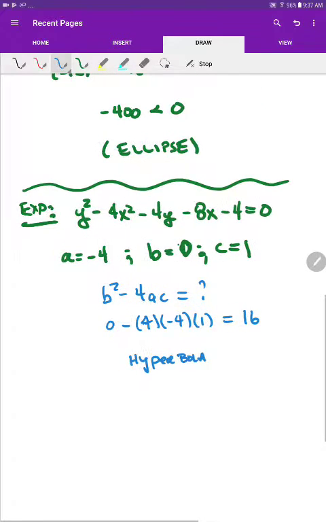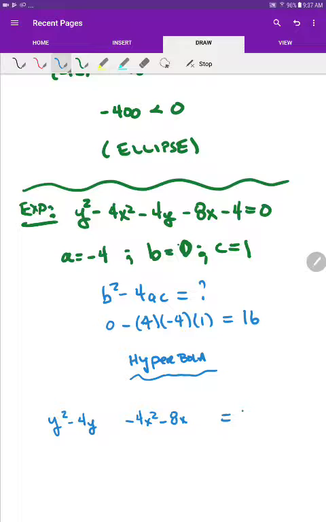And we could figure that out by completing the square. So this is a shortcut really to completing the square. We could group our terms: y squared minus 4y, and then minus 4x squared minus 8x, and all this equals positive 4. I brought the 4 over to the other side. And I can complete the square here. We've got y minus 2 squared.